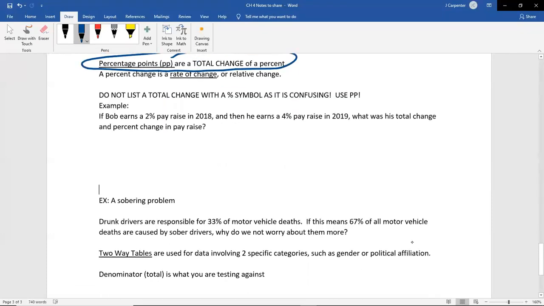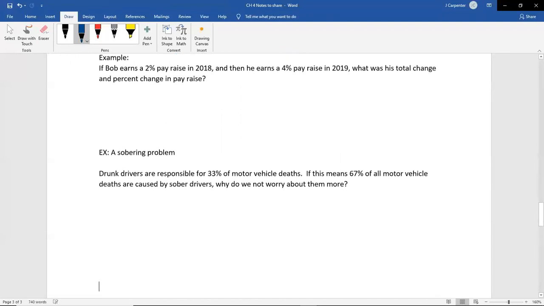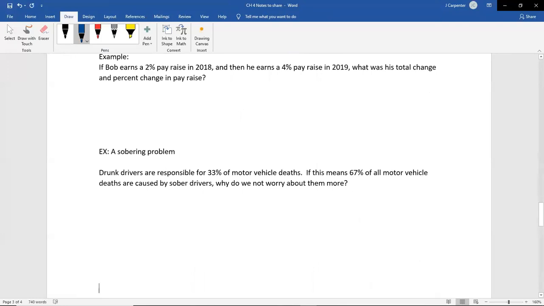All right. So this sobering problem, the thing I said that's just going to get our brain waves firing, our cerebral cortex firing, however you want to say that. Drunk drivers are responsible for 33% of motor vehicle deaths. So this was a statistic I pulled up maybe a year and a half ago. So that means if drunk drivers are responsible for roughly 1/3 of motor vehicle deaths, that would mean that sober drivers are the cause of 2/3, roughly, or 67% of all motor vehicle deaths.